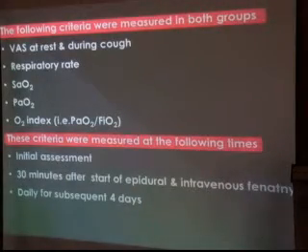The following criteria were measured in both groups. VAS, which is a visual analog scale, was measured at rest and during cough, respiratory rate, oxygen saturation, and O2 index. These criteria were measured at the following times: initial assessment, 30 minutes after the start of epidural and intravenous fentanyl, daily for subsequent 4 days. Results.